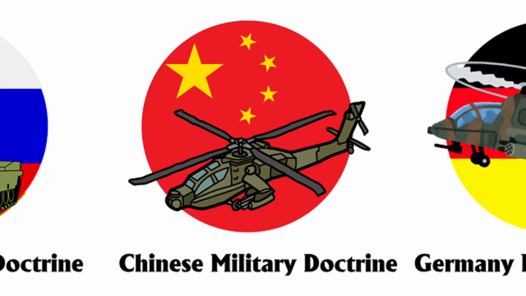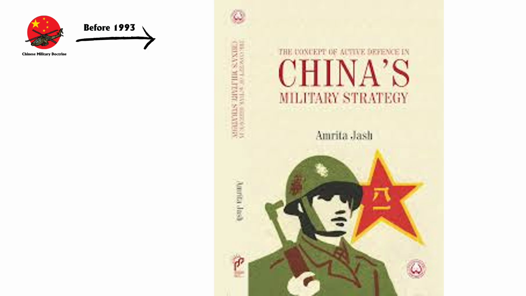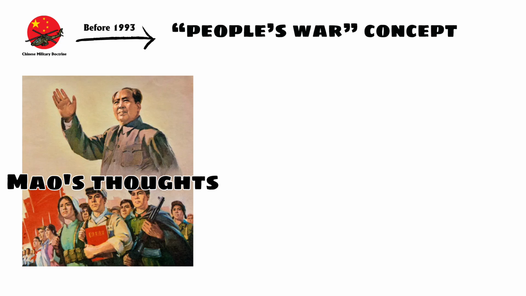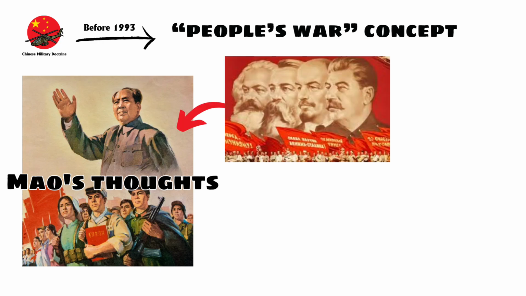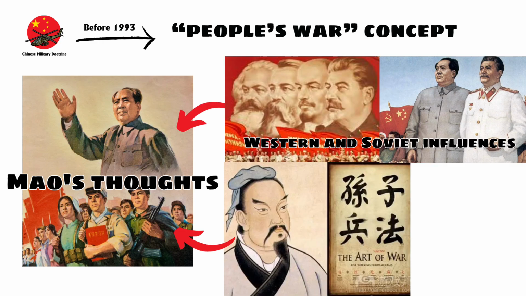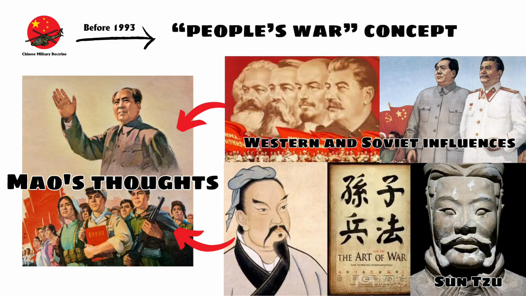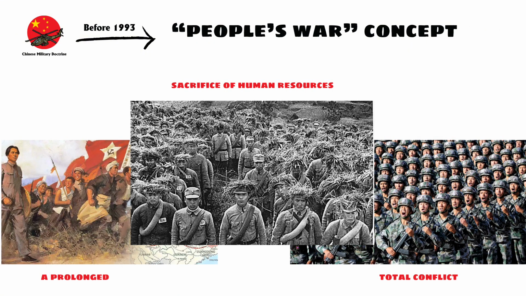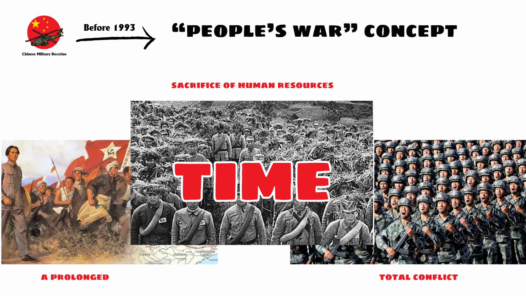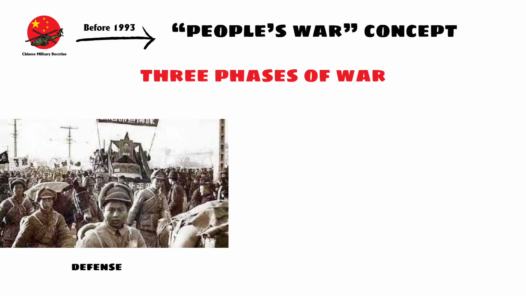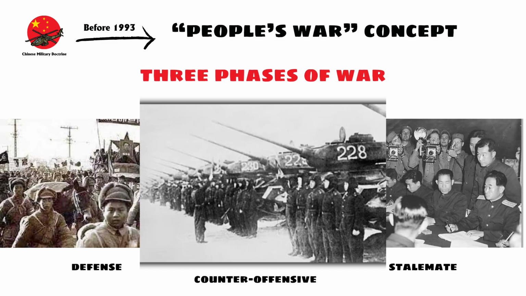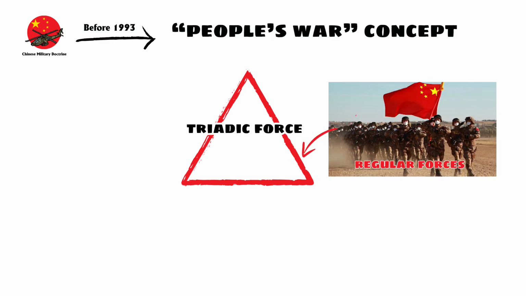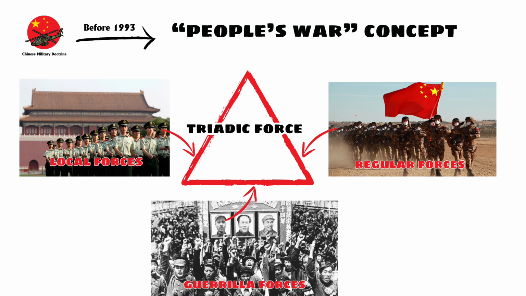Chinese military doctrine. Before 1993, Chinese military doctrine centered around the People's War concept, inspired by Mao's thoughts on warfare. This approach integrated ideas from Western and Soviet influences and drew on classical Chinese military strategies from thinkers like Sun Tzu. The People's War envisioned a prolonged, total conflict, emphasizing the sacrifice of human resources to gain time. It outlined 3 phases of war: strategic defense, strategic stalemate, and strategic counteroffensive. Additionally, this doctrine relied on a triadic force comprising regular forces, local forces, and guerrilla forces.